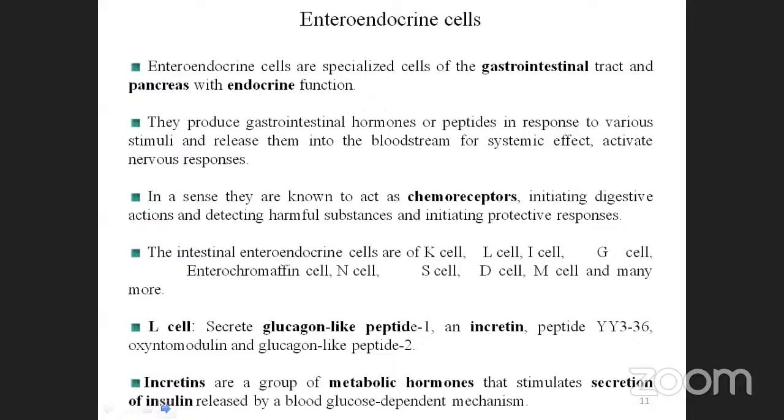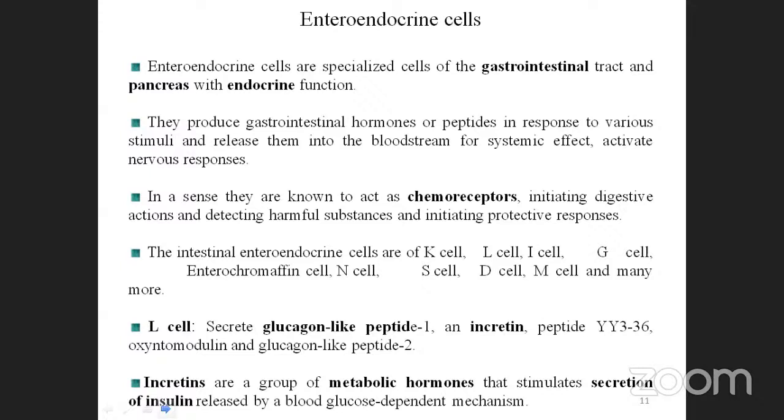Intestinal endocrine cells are of different types. They have K cells, L cells, I cells, G cells, and enterochromaffin cells. We know enterochromaffin cells were first isolated by Gadum and his workers, and these cells are associated with local bulk secretion and release of serotonin. So we have different kinds of cells like N cells, S cells, D cells, M cells or MO cells, and many other types of cells.